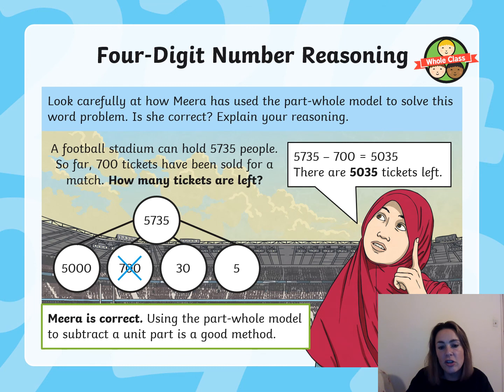Mira is correct. She's used the part-whole method to subtract a unit part. That's a really good method. And remember, something has been sold. We're thinking about how many things have been left. So it is a takeaway subtraction number sentence.